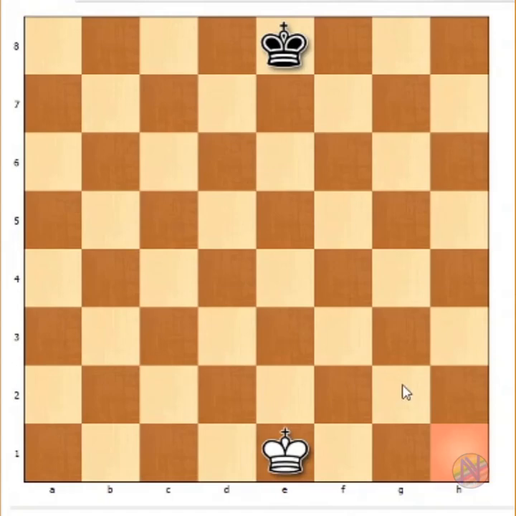Now we learn how to give a particular notation to a particular square. For example, consider this square here. For naming this square, we will see that it is lying on the C file. Also we note that it is lying on the fourth rank. So this square will be named as C4.